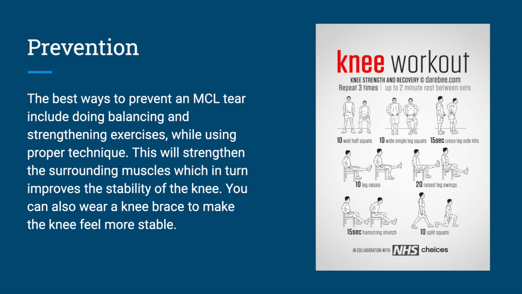There are a lot of ways that you can prevent a ligament tear in your knee. The best ways to prevent an MCL tear include doing balancing and strengthening exercises. Exercises must challenge your balance, which will activate stabilizer muscles around the knee. This will strengthen the surrounding muscles, which in turn improves the stability of the knee. It is important that these exercises are done with proper technique, though, so that you don't risk further injury. You can also wear a knee brace to make the knee feel more stable, but a knee brace shouldn't be solely relied on in order to keep the knee stable.